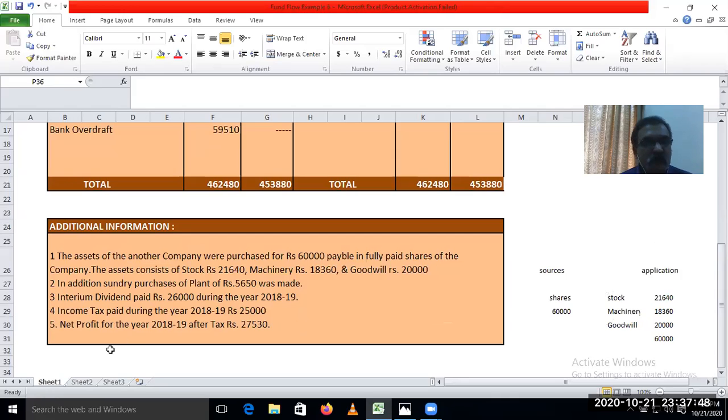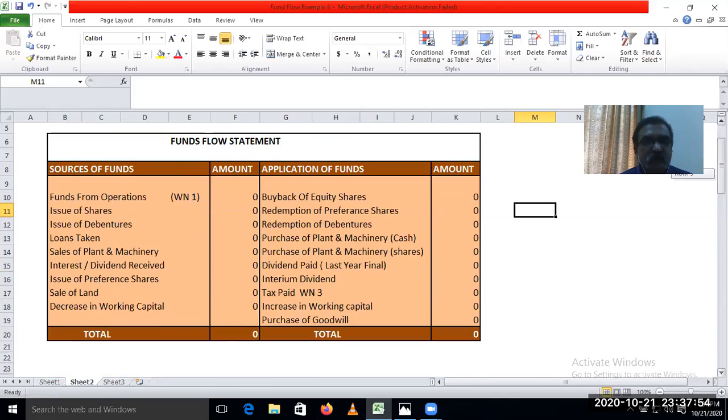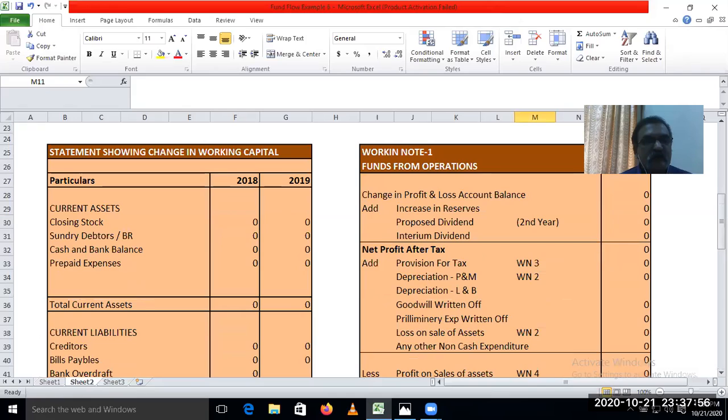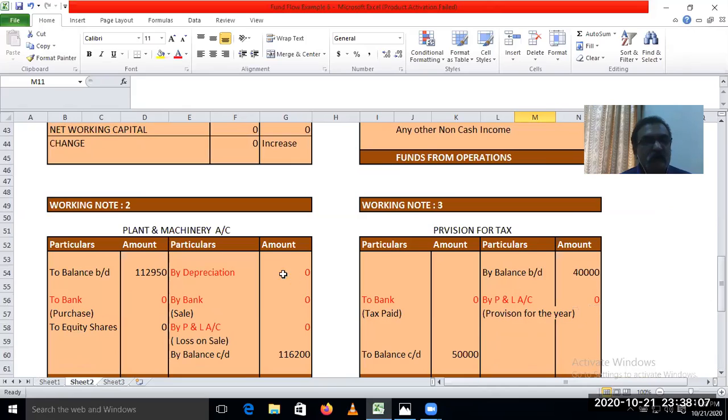Now we have to solve this example. So this is our regular format, fund flow statement. Then second is the statement showing change in working capital. Then our working note number 1, funds from operations. Then our other working notes, working note number 2, plant and machinery account.